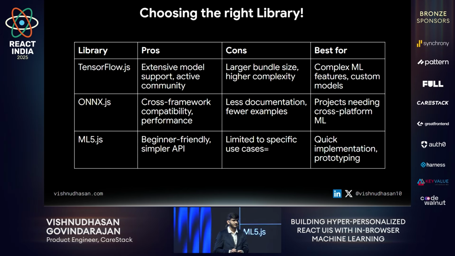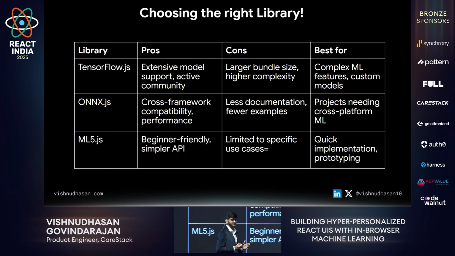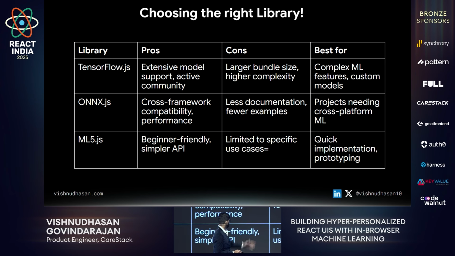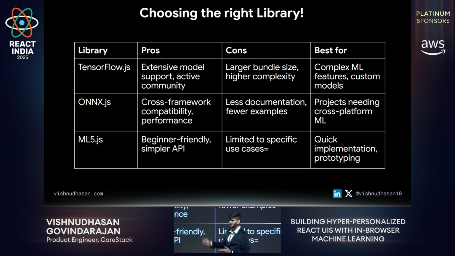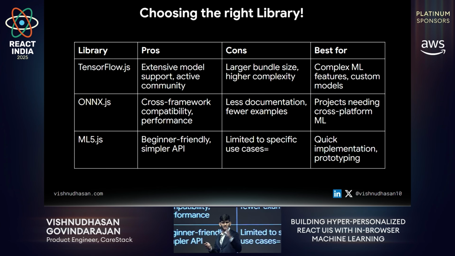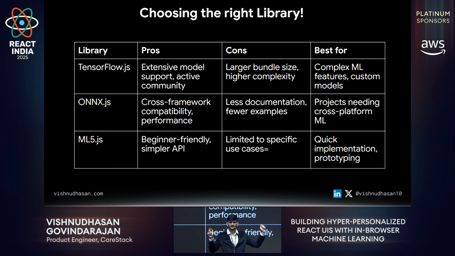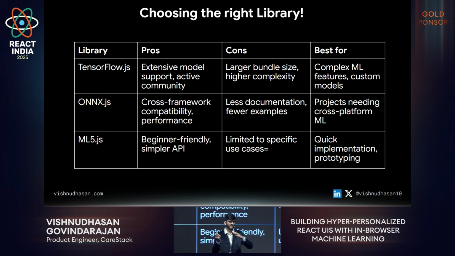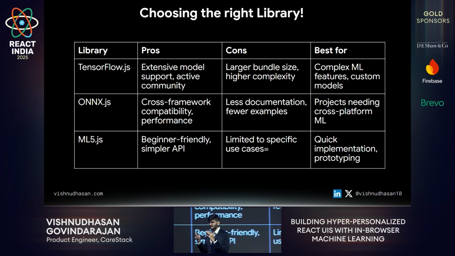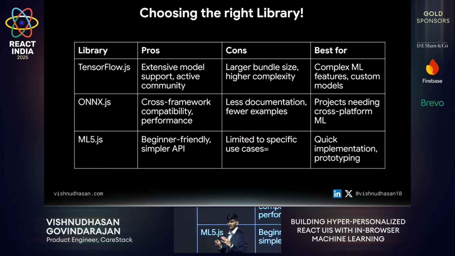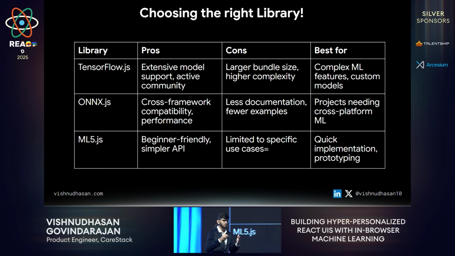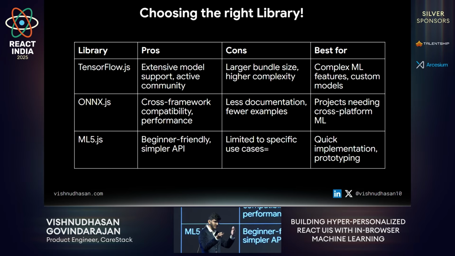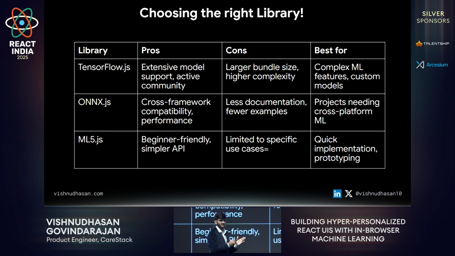Cool. First, we have to start with choosing the right library. There are lots of libraries. These are the most common ones. There is TensorFlow.js. TensorFlow, everyone knows TensorFlow, right? This is TensorFlow.js, TensorFlow right in the browser. So TensorFlow is best for when you have complex ML features, or even better, you have your own ML models that you have to bring into the browser. You can use this one.